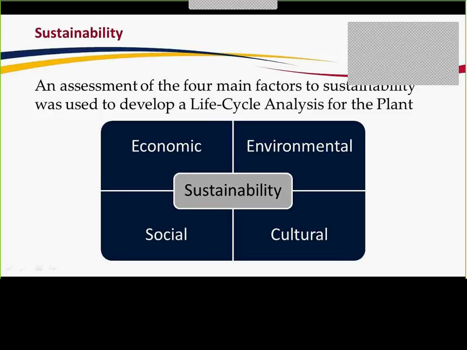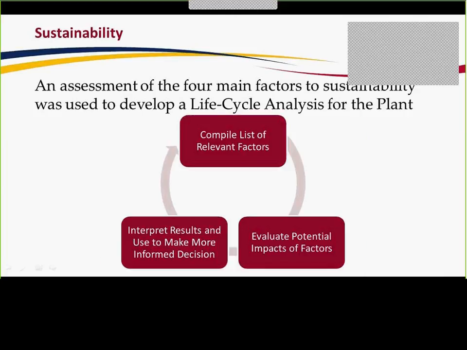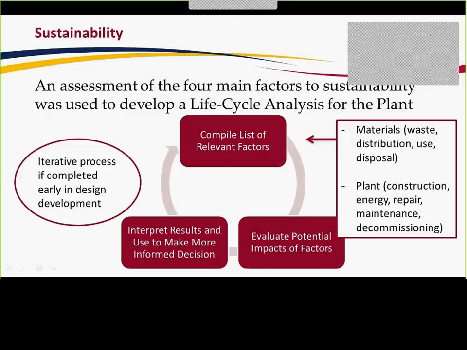So to help us in our recommendation whether to move forward with this plant, we also assess sustainability and life cycle of the proposal. So we started by looking at the 4 pillars of sustainability as identified by the City of Kingston. So the pillars being economic, environmental, social, and cultural sustainability. We then moved on to evaluating a life cycle analysis by compiling a list of relevant factors, which include materials that are used in the process, materials that are produced in the process, construction of the plant, and other elements like that. Then we evaluated the potential impacts of these individual factors and interpreted the results to provide a recommendation based on the life cycle estimated through this qualitative assessment.